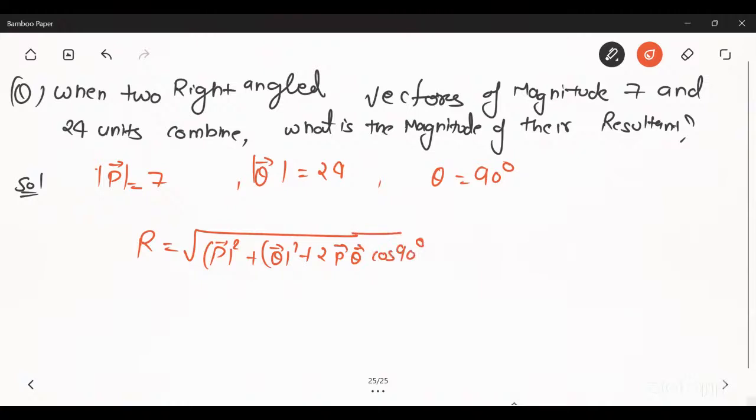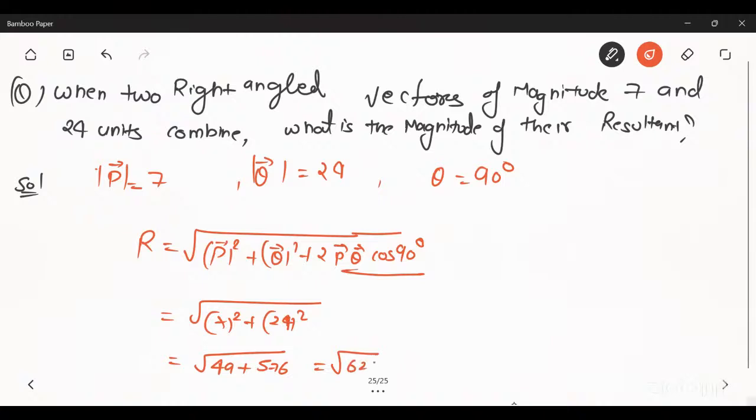So cos 90 is 0, so that term will be 0. So under root 7 square plus 24 square. We know that 7 square is 49 and 24 square is 576. So overall you will get under root 625. So your answer will be 25. Okay.